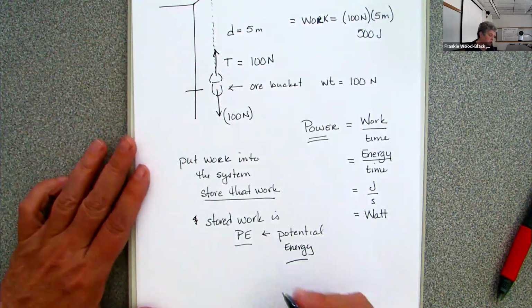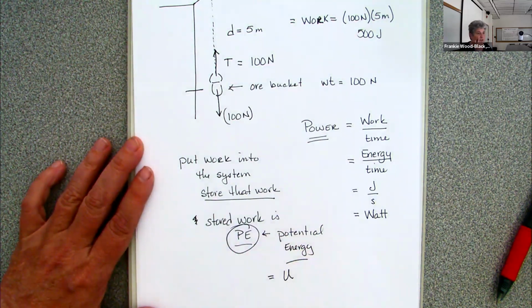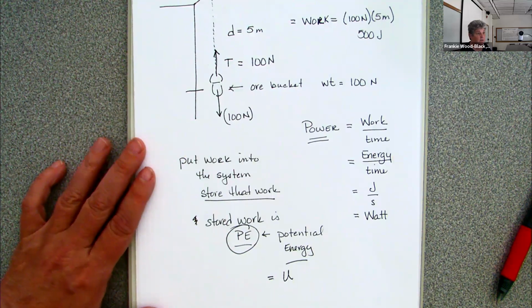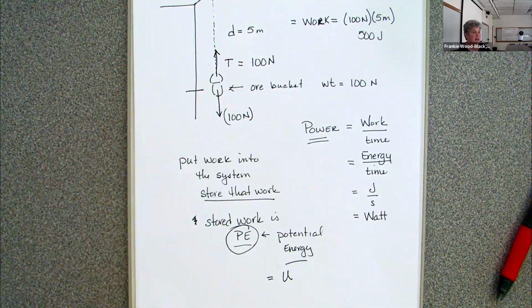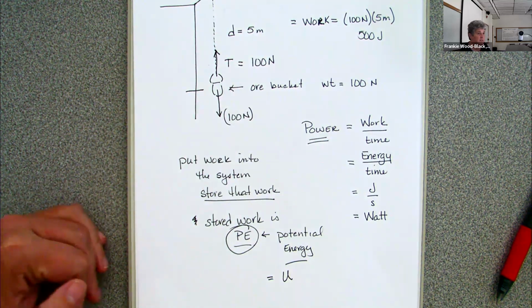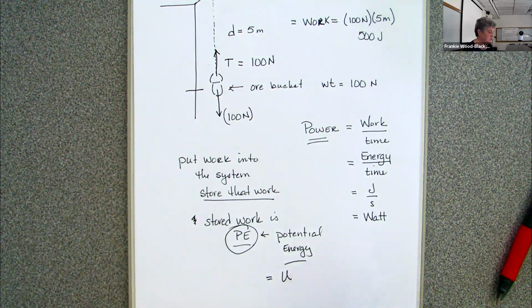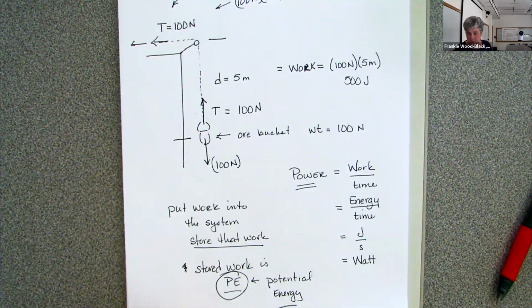Now, our book is going to use the letter U for potential energy. I like to go ahead and continue to use the letters PE for potential energy because to me that makes a little bit more sense. So that I can talk about what's happening. All right, so my potential energy is in there. So let's look at potential energy.